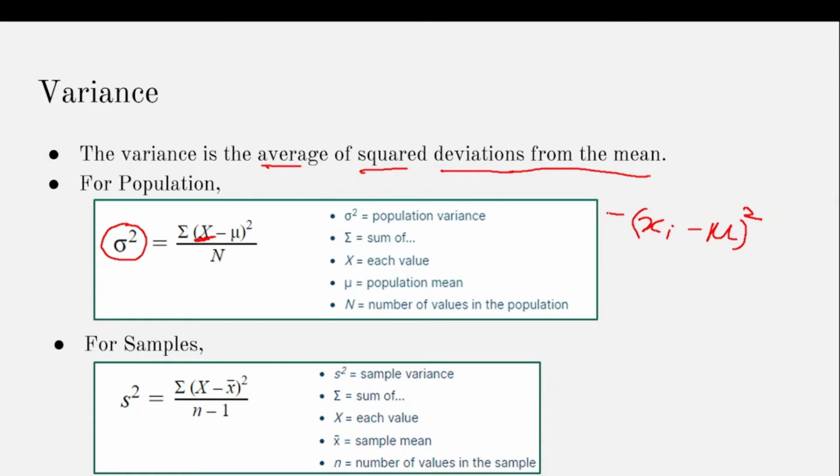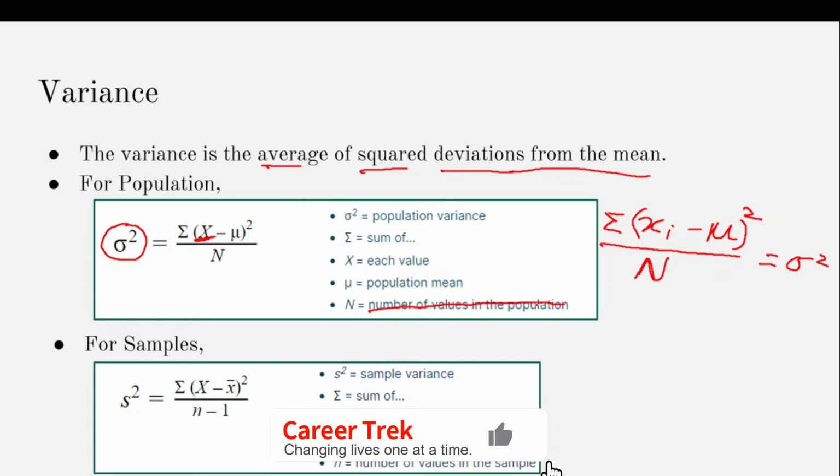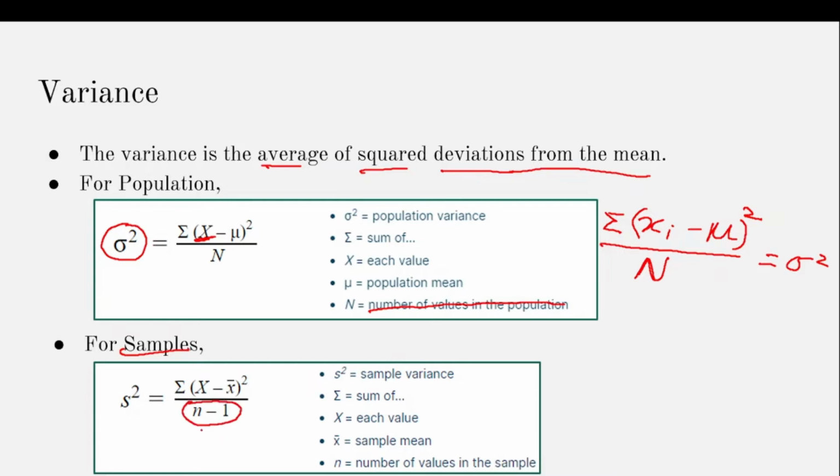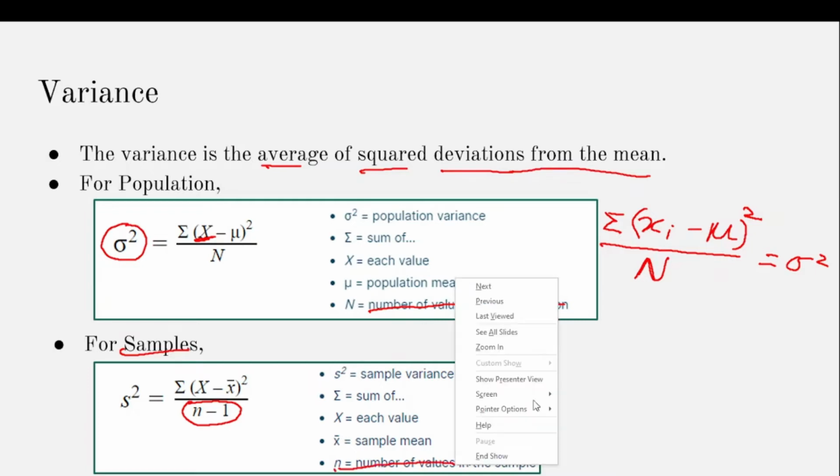To find the average squared deviation, I add up the deviation of all the data points and divide it by the total number of data points in the population. So I get the average squared deviation, which is equal to sigma squared, or variance. In case of population, I take capital N, which is equal to the number of values in the population. But for samples, the formula is the same. The only difference is that I divide it by lowercase n minus 1, where n is equal to the number of values in the sample.